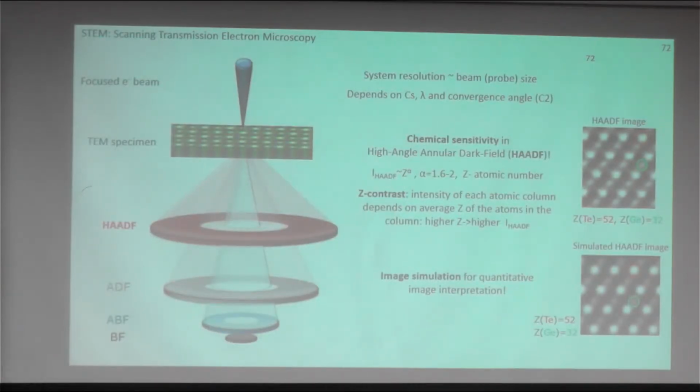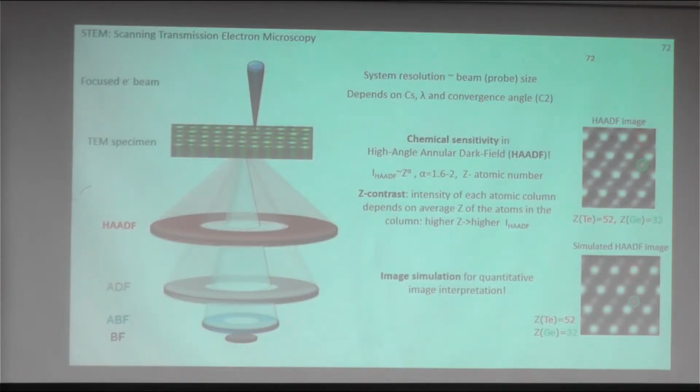So there is another method, so-called scanning transmission electron microscopy. Here, instead of using a parallel electron beam, we use a focused electron beam, similar to the scanning electron microscope. Here you can see you can go up and down. Here they also scan through the sample.